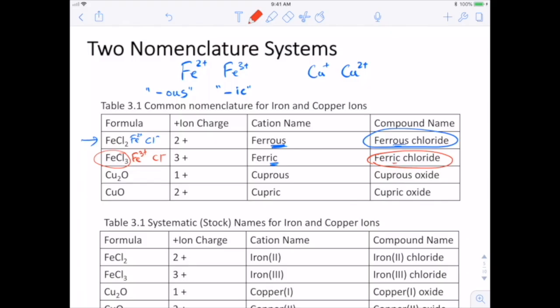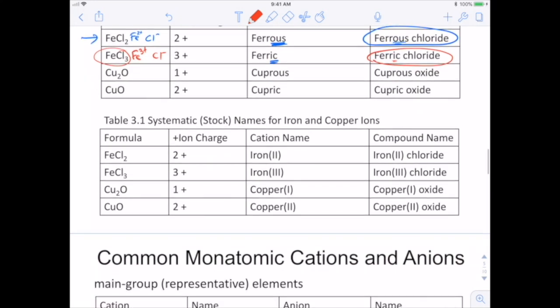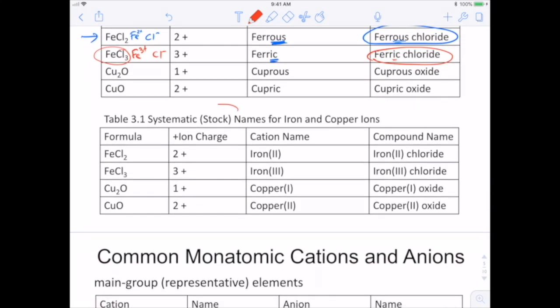You can see how a system like this can get very, very confusing quickly, because you need to know how many different charge states there are for a given metal, and then know what they are and know which one is higher than the other one, to know the difference between one that ends in OUS and one that ends in IC. So I prefer to teach the second nomenclature system, which is a lot more straightforward. This is called the stock name. It's very simple, and we just use Roman numerals.